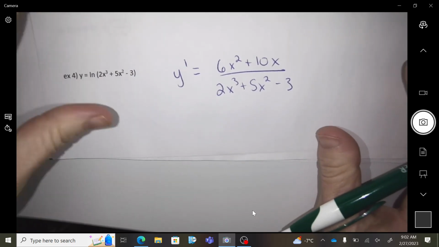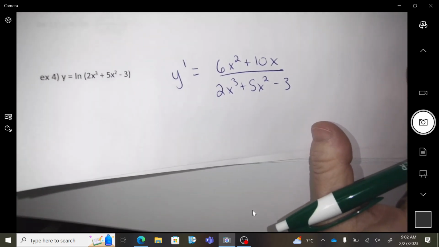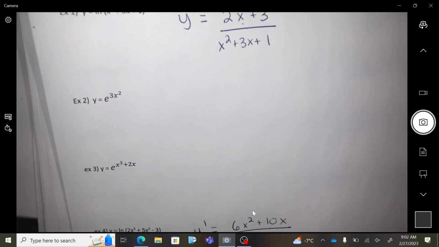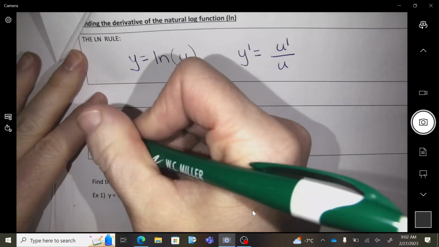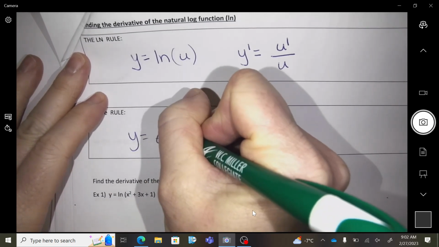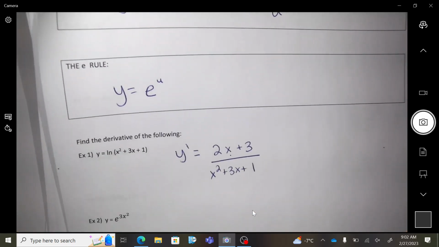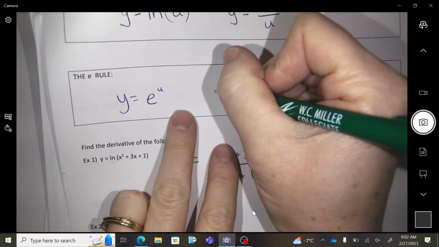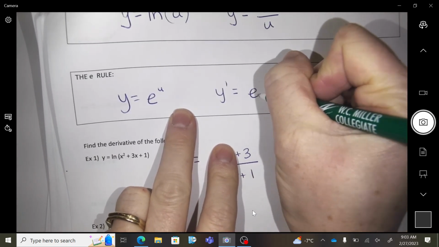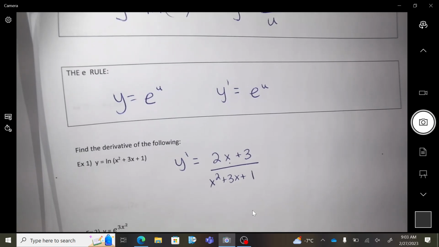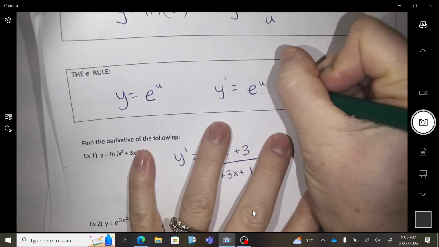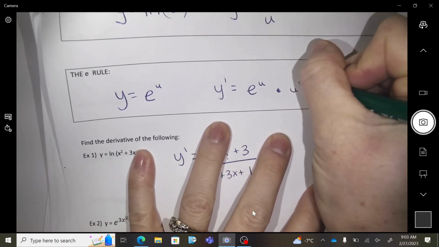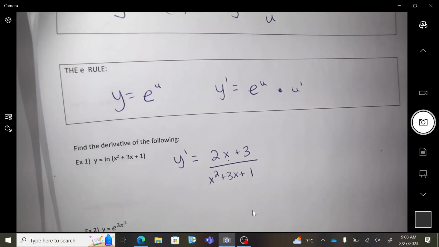Okay, now what's the rules for E? Everybody got that one right? Good. So the E, so if the original looks like this, a base E to some exponent with some stuff in it, when you derive it, you just rewrite it. But then you chain attach the derivative of the stuff.